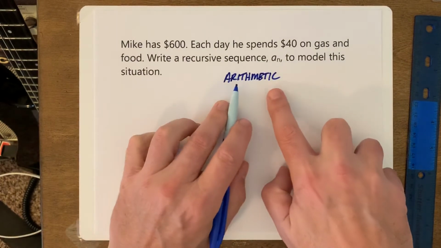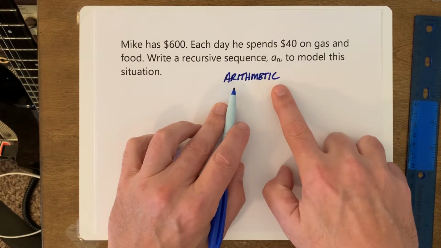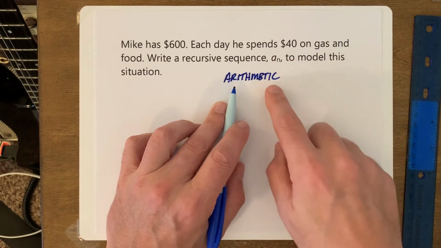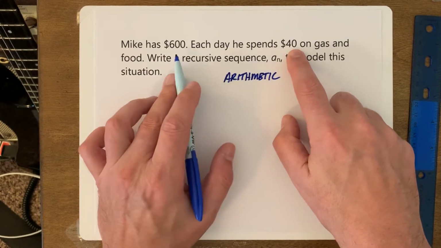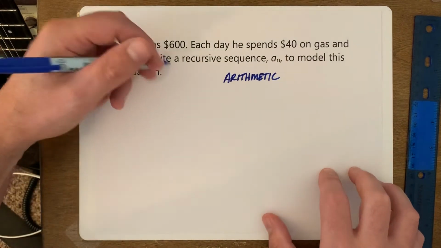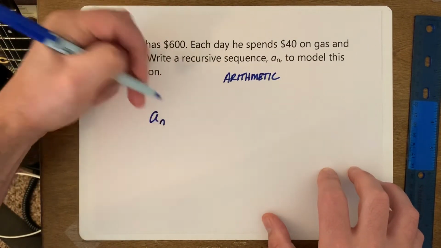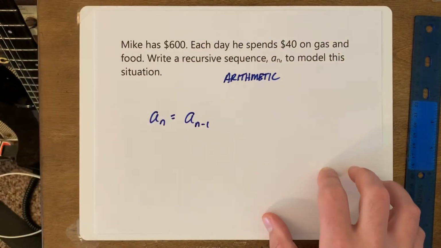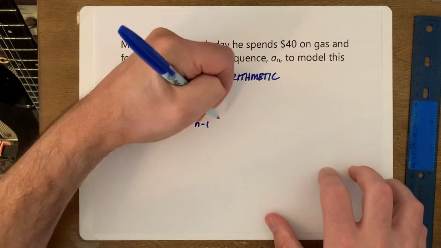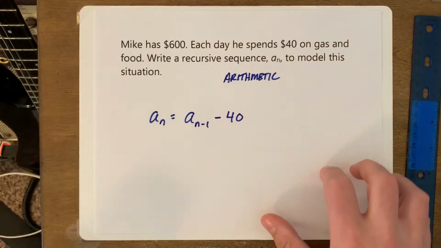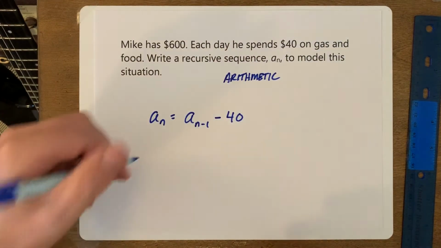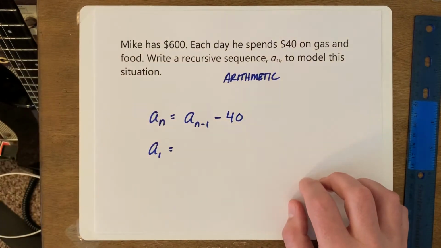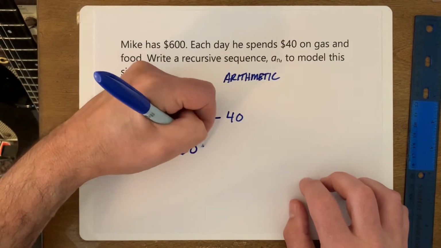Now, if I was actually writing an arithmetic sequence for this, the common difference would be negative because it's going down by 40. The common difference would be negative 40. The first term would be 600. For recursive, we start with A sub n equals. We write A sub n minus 1 for the previous term. Then we're subtracting 40 each time. But again, I don't know what the first term was where I started, so I have to tell people my first term, and that would be the 600 right there.